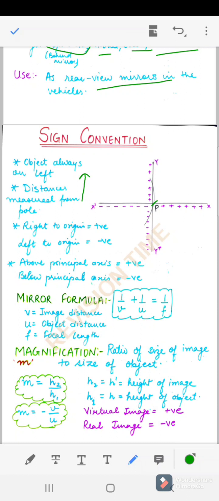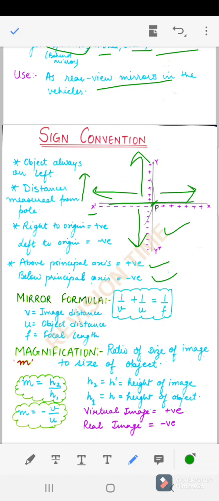So right of the origin is positive. This is the origin and this is right of the origin. It is positive, yes, because it is the positive x-axis. Similarly, left of the origin is negative. Yes, the x dash axis is negative. Above the principal axis is positive and below is negative. This is the principal axis here. Above it is positive, very right. And below it is negative. Yes, because we have the negative y-axis.